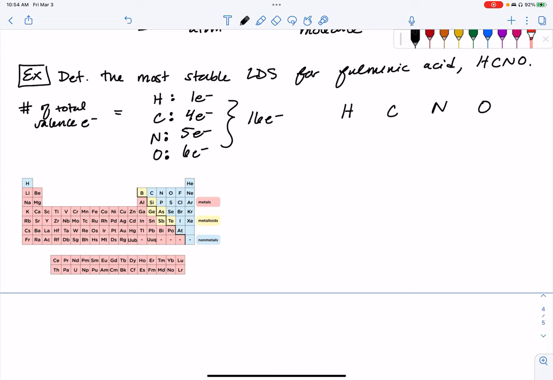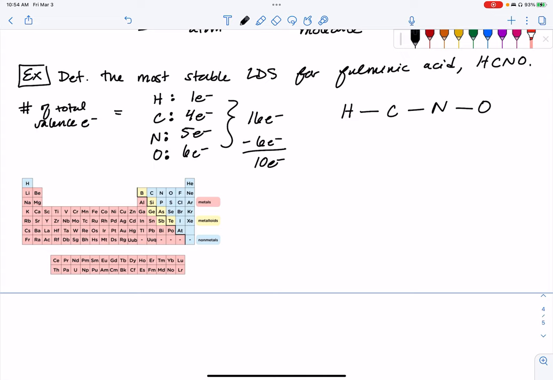Okay. Our next step is to connect all of our terminal or outermost atoms to our centralmost atom using single bonds. So here I'm going to link all of these together using single bonds. Now remember, each of these single covalent bonds is a bonding pair, or 2 electrons that are shared between these atoms. So 2, 4, 6. I have now used 6 electrons of my budget. That gives me 10 electrons left to play with.